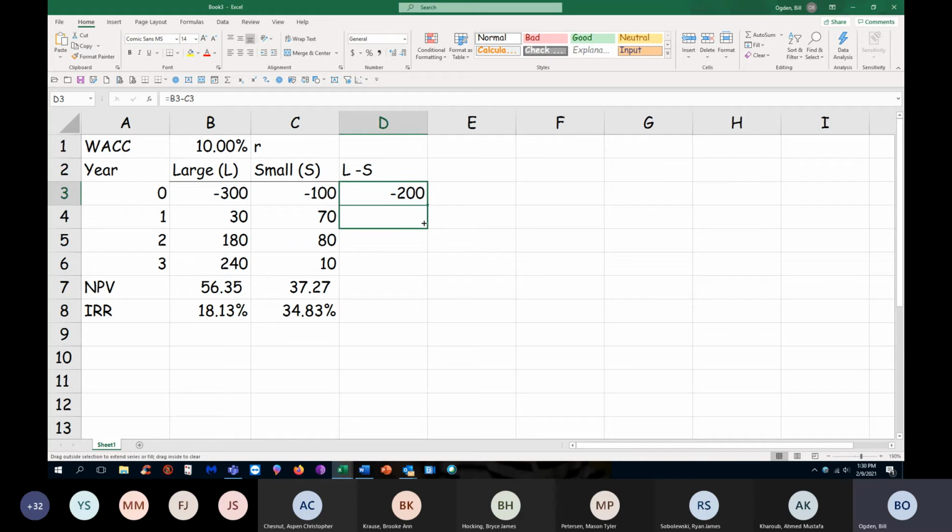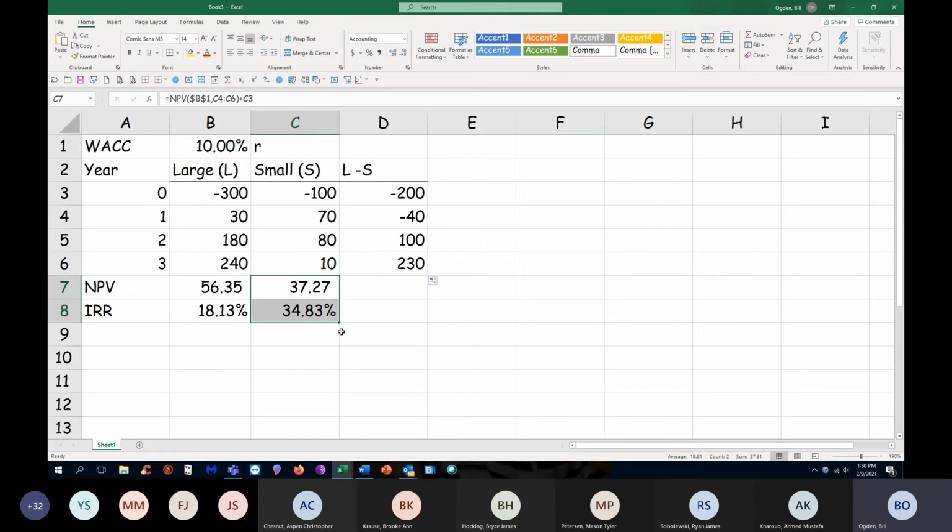Well, the first year, you're now out $240, okay, because you're going to lose an additional 40. The year after that, now you're up. It has a $100 positive cash flow compared to choosing the small project. And then last year, it flourishes. So let's take our two metrics here, IRR and NPV, and extend those to the differential cash flows.